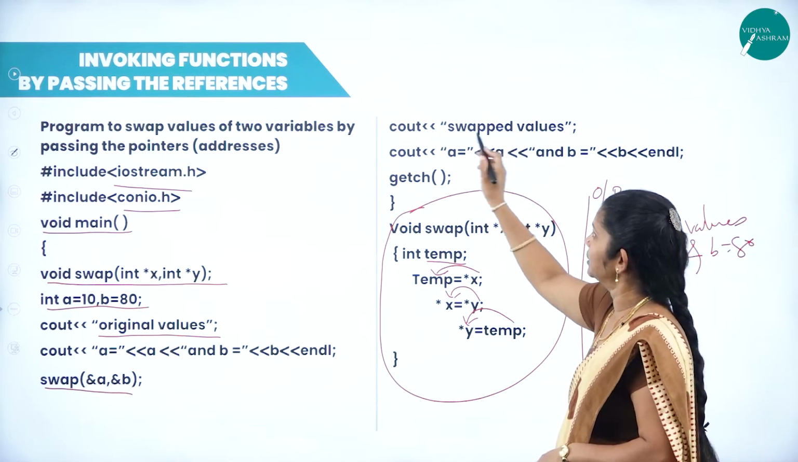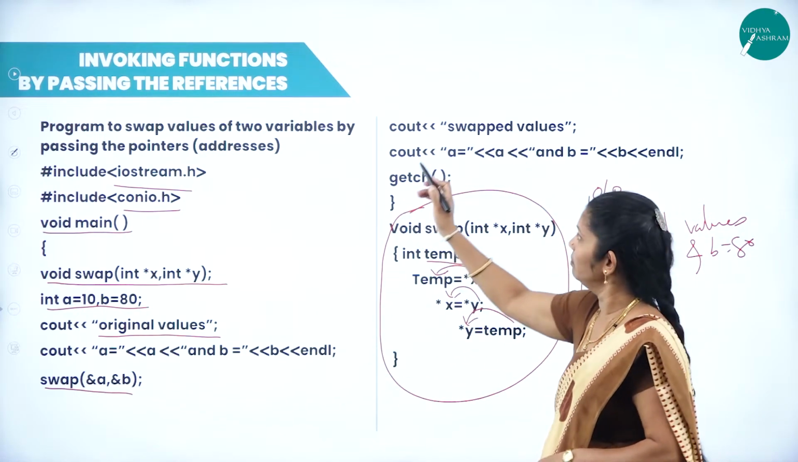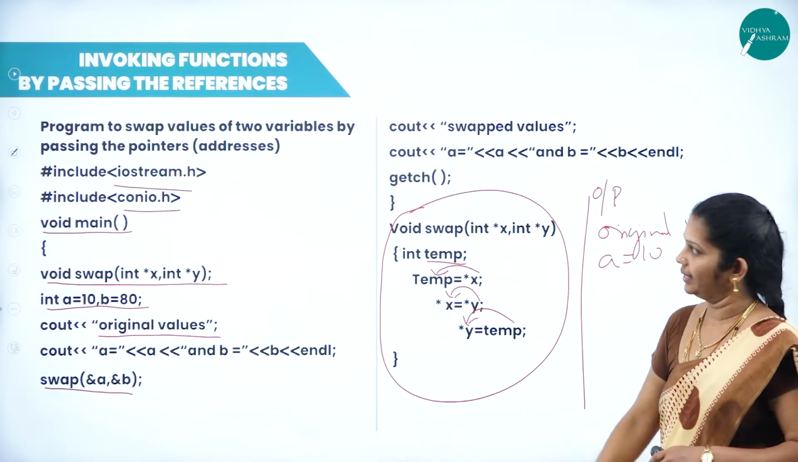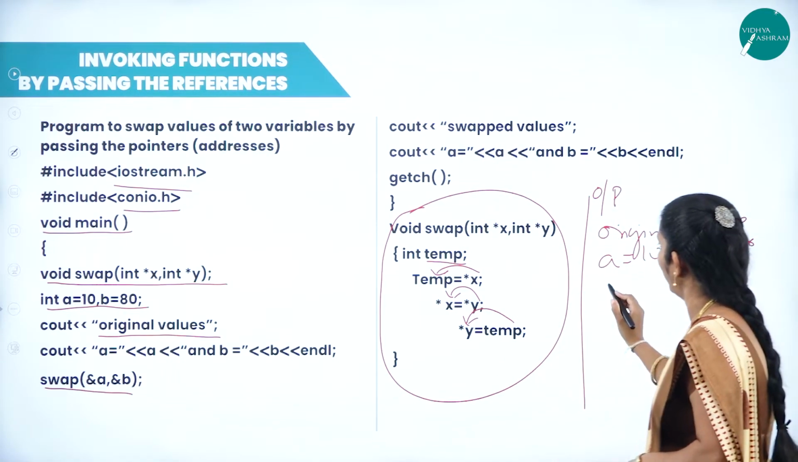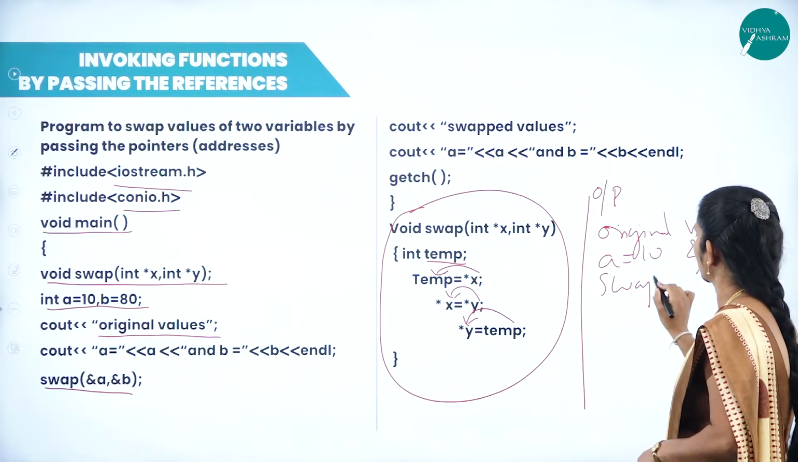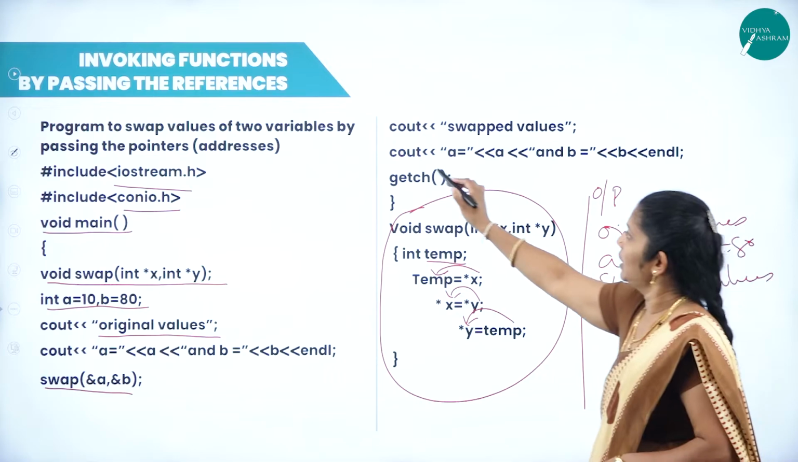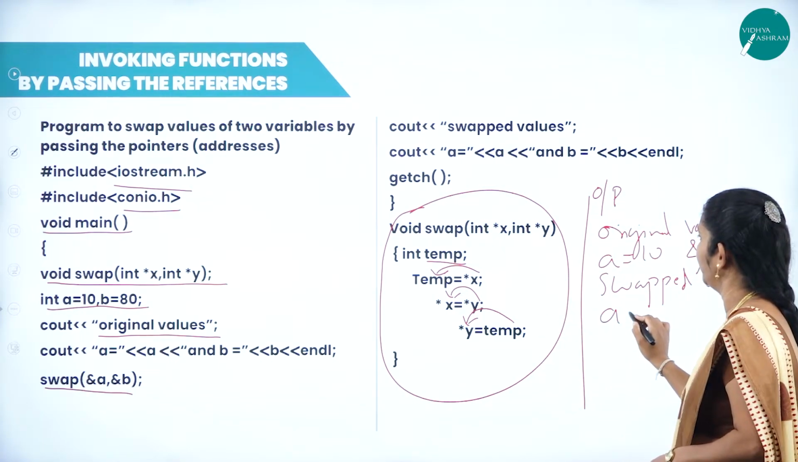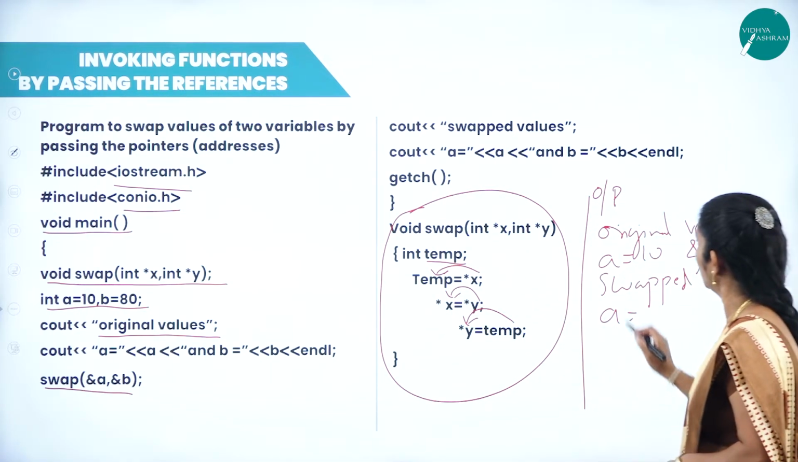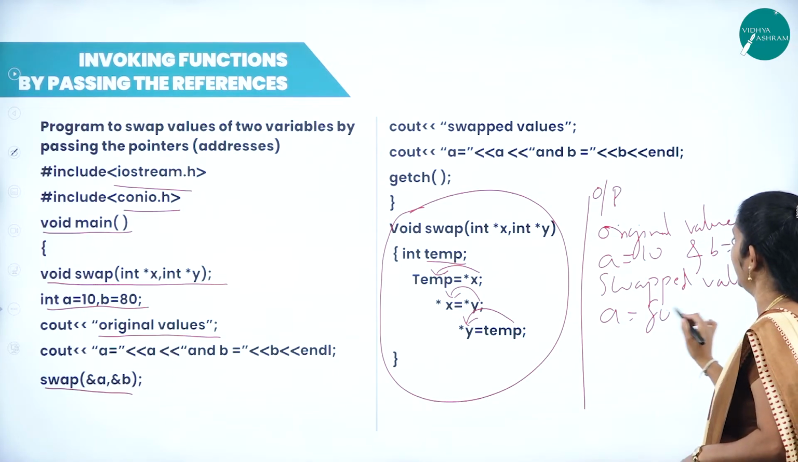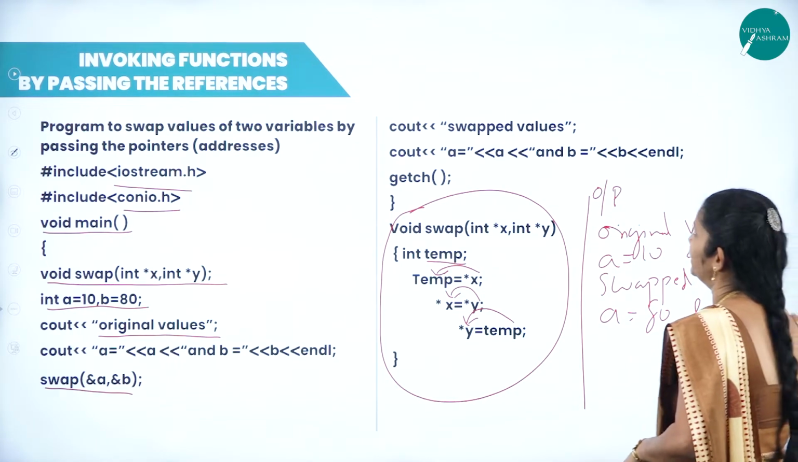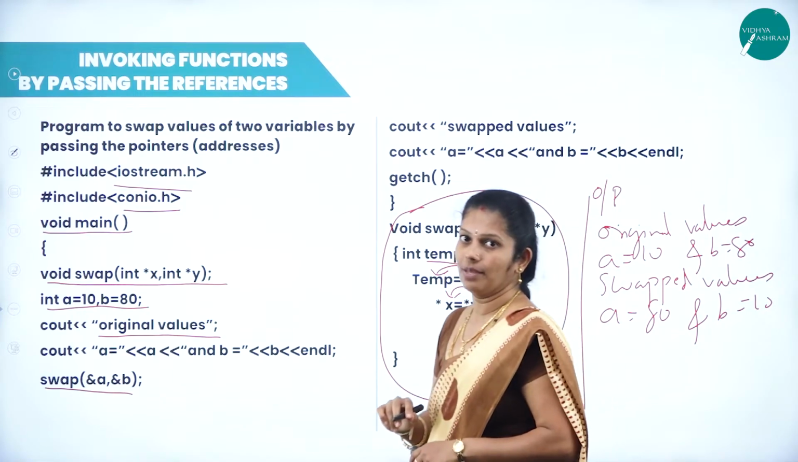Then it will display after calling the subprogram. Then it comes back to the main program once again. Here cout swapped values displays the swapped values. In the output screen, the values are already swapped: a is 80 and b is 10. Then getch, and we close the main program.